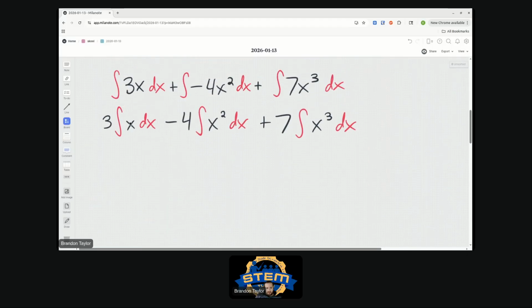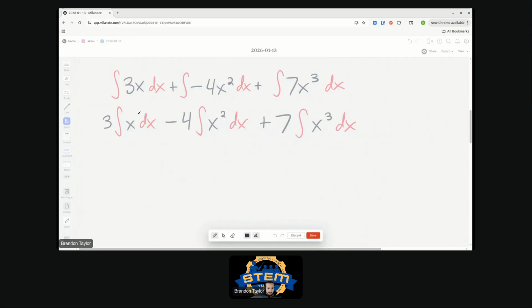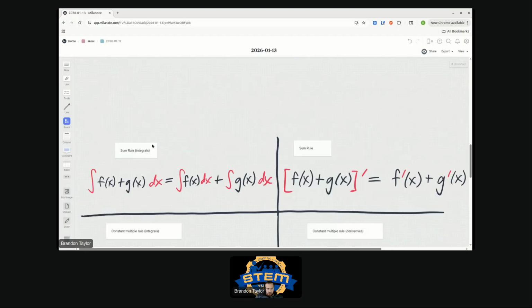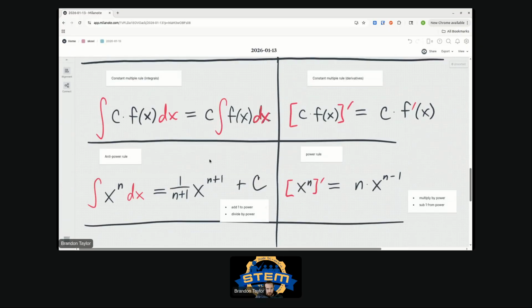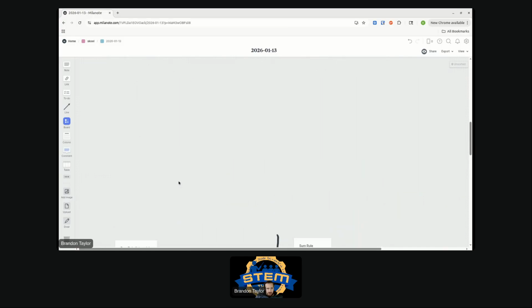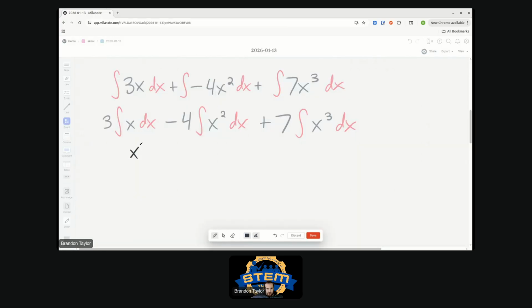And now think about what we have left. The integral of x to the first power, right? How do we do that? Remember, we do the anti-power rule that we just talked about. You add 1 to the power and then divide. So add 1 to the power, x squared, and then divide by 2. And then remember, we still have the 3 on the outside. Then minus 4 times x cubed over 3. Add 1 to the power, then divide. Then plus 7 x to the fourth over 4.